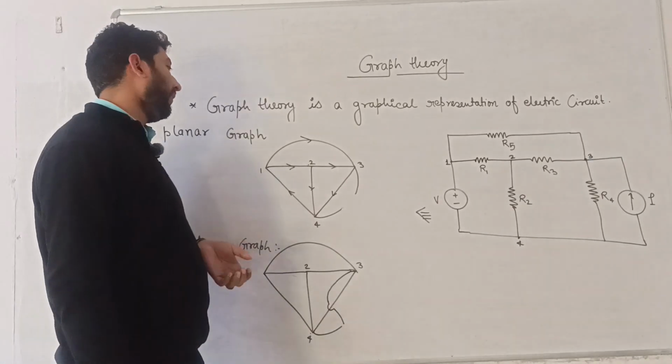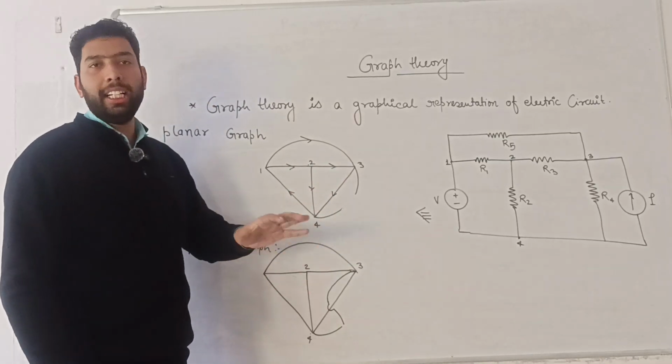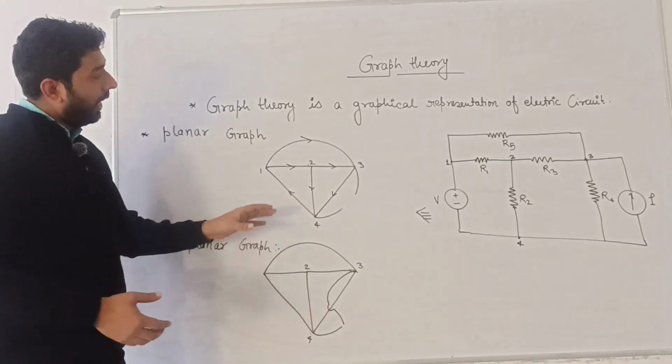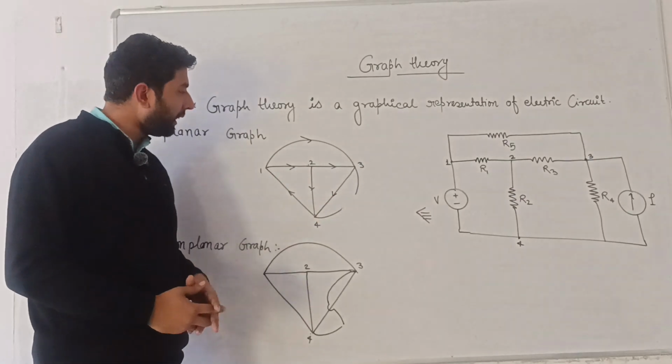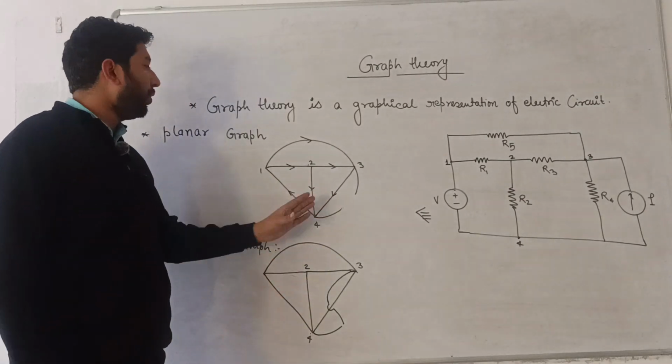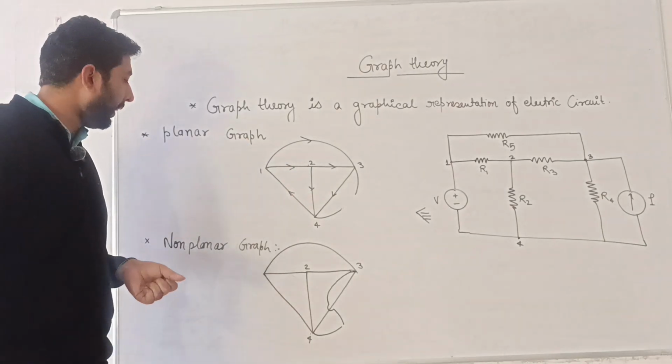First one is a planar type of graph, second one is a non-planar type of graph. In a planar type of graph, all the nodes and branches are considered in the same plane. Here we are not using any type of crossing in the electrical circuit. So this type of circuit or graph comes under the planar graph.